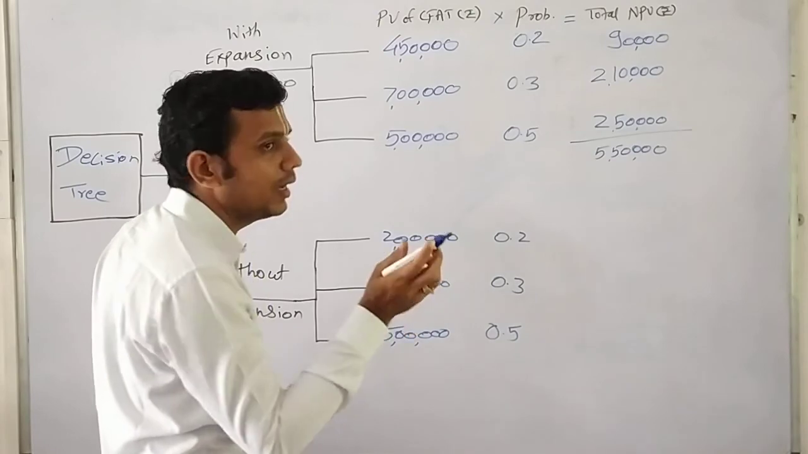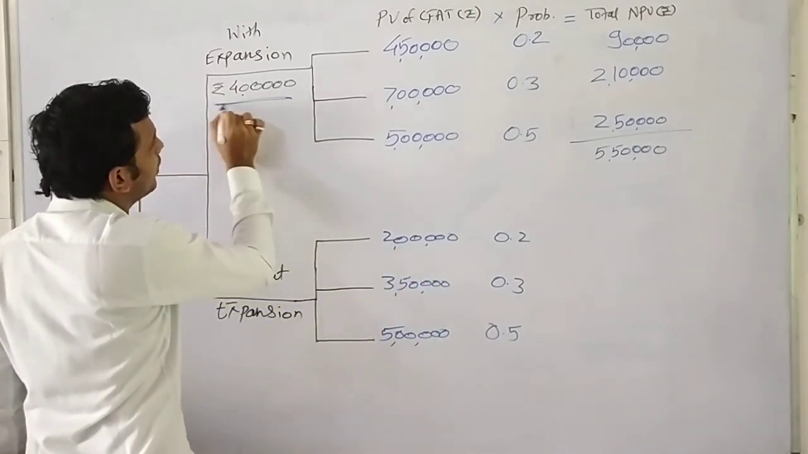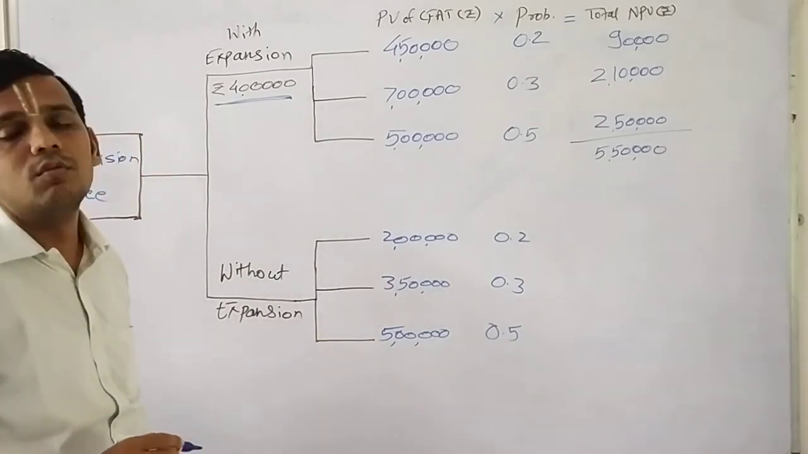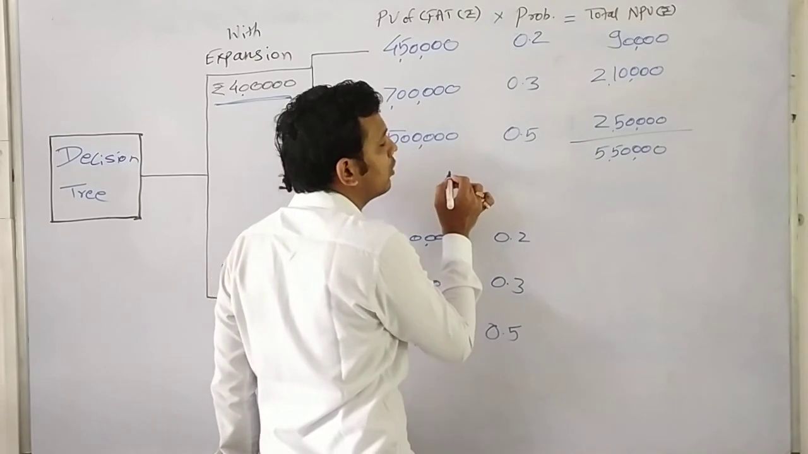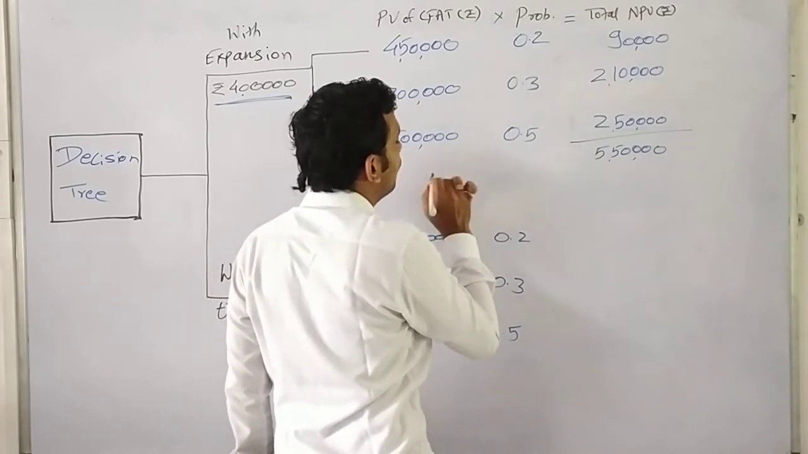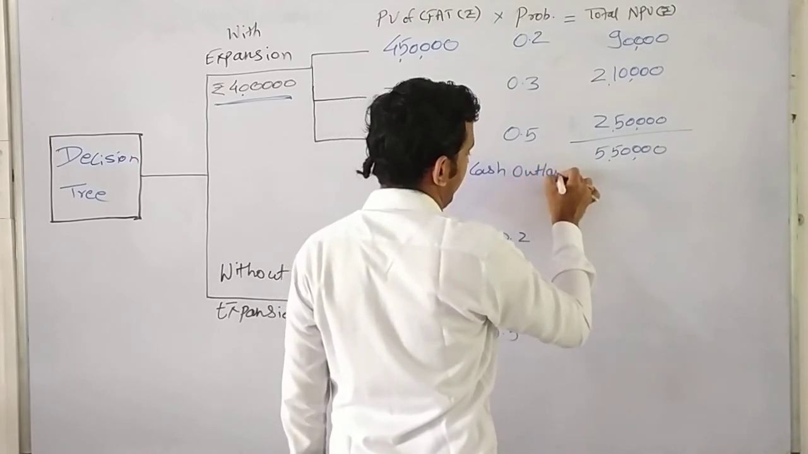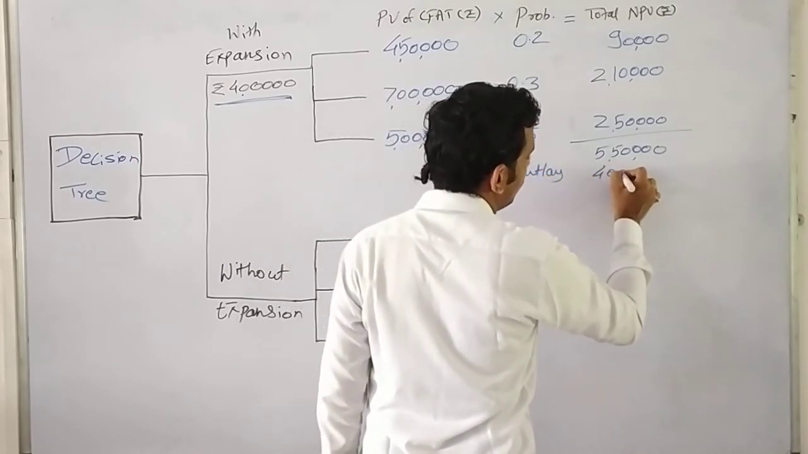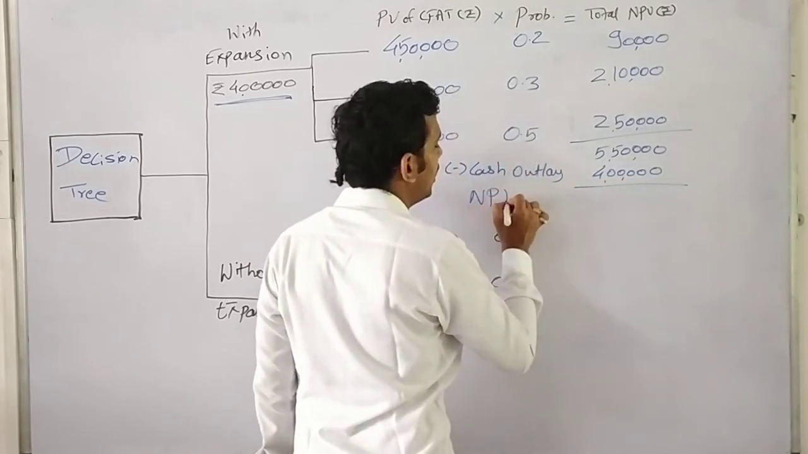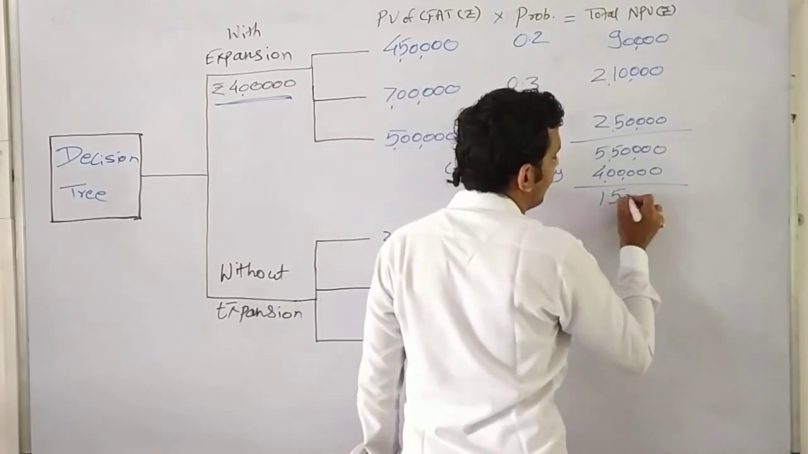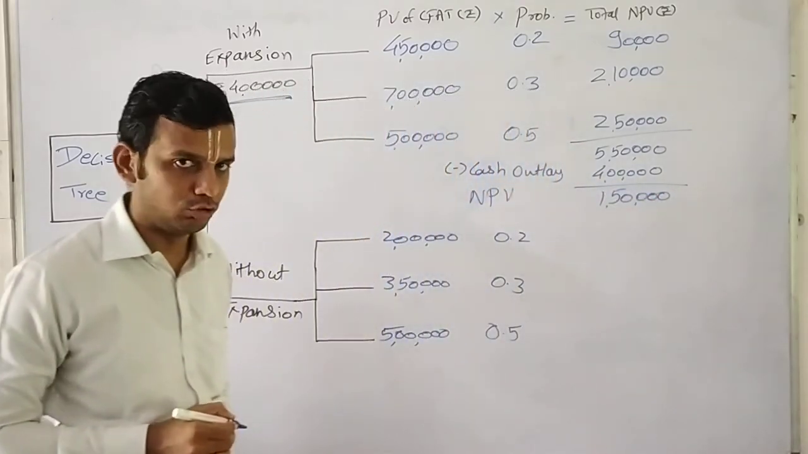But what we have again mentioned in the problem is that as we are going for expansion, we would have a cash outlay of rupees 4 lakh. That is an additional expenditure incurred for the project. That is why we have to deduct it, minus cash outlay or cash outflow of rupees 4 lakh, so that we could get our net present value of rupees 1,50,000 when we are going for expansion.